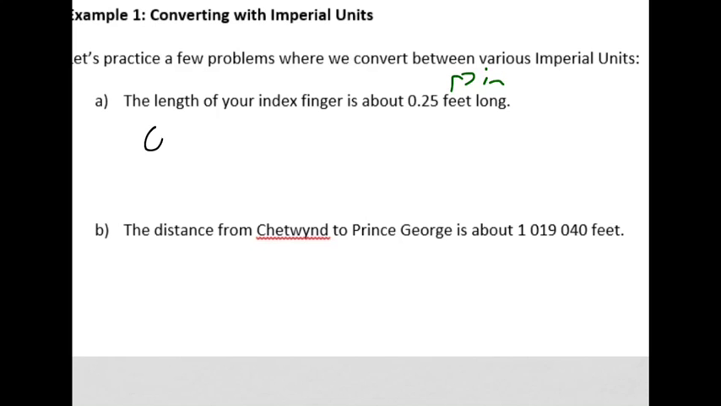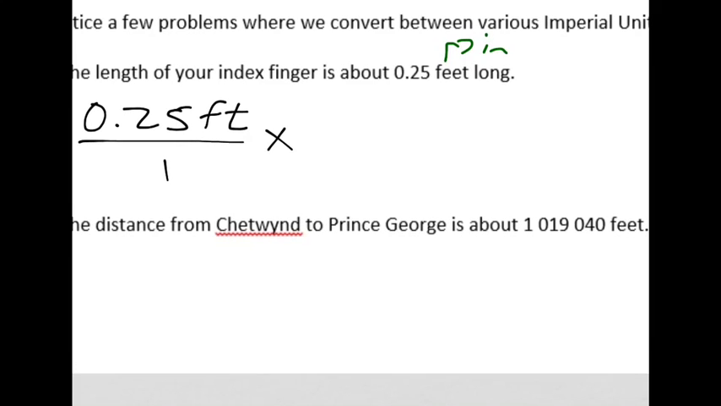So, just like we did last day, we start with 0.25 feet. FT just stands for feet. It's a faster way of writing it. Put it over 1, and we're going to multiply by a conversion factor. To create that conversion factor, we need to know the relationship between feet and inches. There are 12 inches in 1 foot.